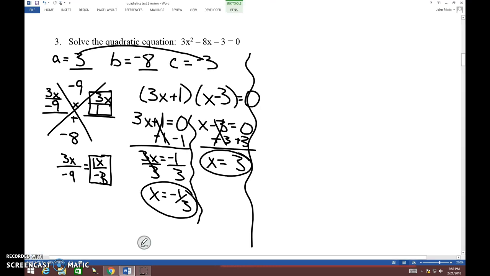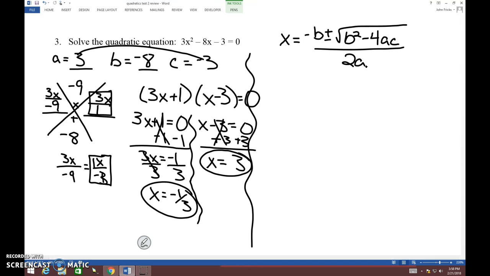The second way to work this problem is using the quadratic formula, which is x equals negative b plus or minus the square root of b squared minus 4ac divided by 2a. Now, although the formula looks really tough, it's going to be on your formula sheet, so you don't have to memorize it. And then really all it is, is substitution and solve. So let's see if we work it out and get the same answer over here on the left.